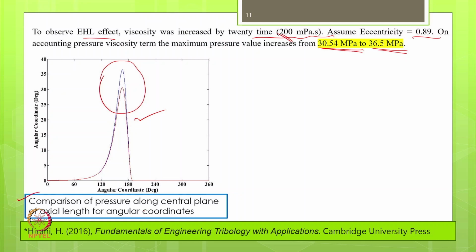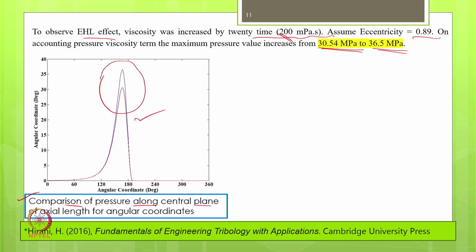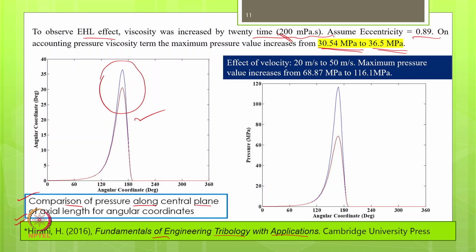So this is a comparison of pressure along the central plane, the axial line, the mid plane at the center of the bearing. This complete expression, including the MATLAB coding, has been given in my book, Fundamentals of Engineering Tribology with Applications, which was published in 2016. The complete MATLAB code has also been given in it. Now, as I mentioned, we increased the viscosity to 200 millipascal second, which is quite huge.